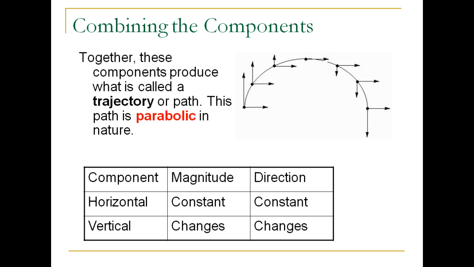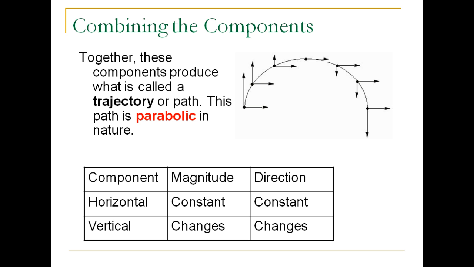So combining these components together, the components produce what is called the trajectory, or its travel or path, and the path is always parabolic in nature. As you can see in the little chart at the bottom, the horizontal component, the magnitude, is always constant and the direction is constant. And for the vertical, both change. So the magnitude of the acceleration changes and velocity changes and the direction changes.